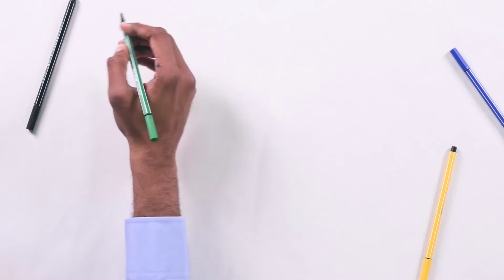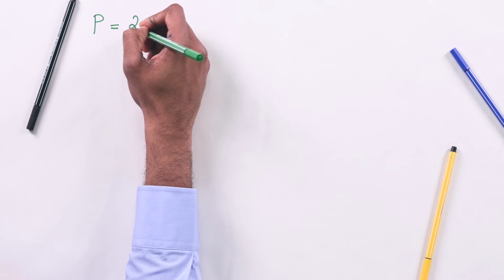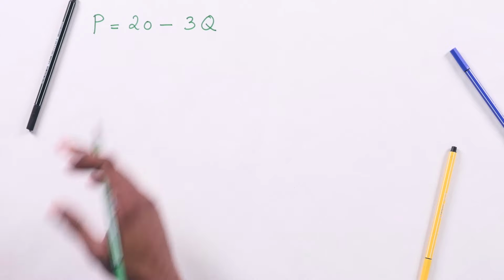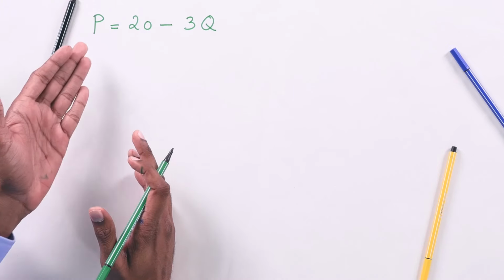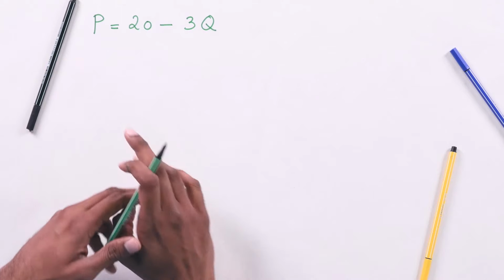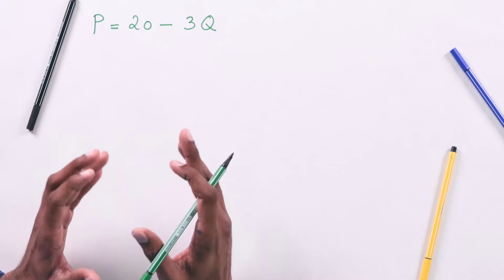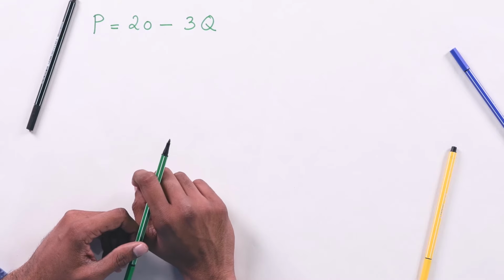Imagine that for a given product, the relationship between price and quantity is given by the following equation. P equals 20 minus 3Q. Now, an equation of this form, which gives the relationship between price and quantity, is also called a demand function. Basically, it gives the market demand for a product at a given price.